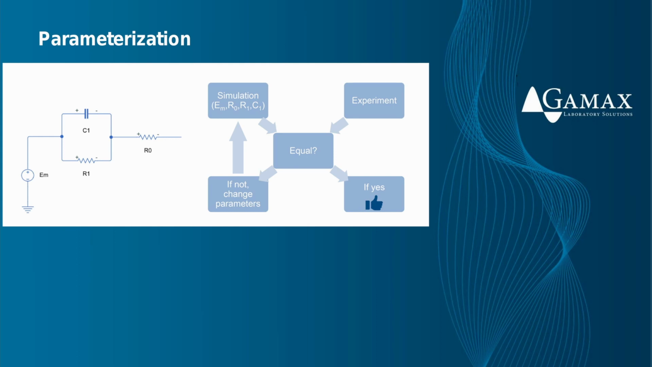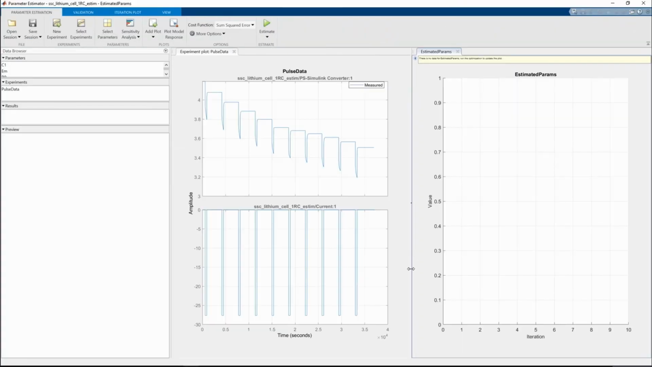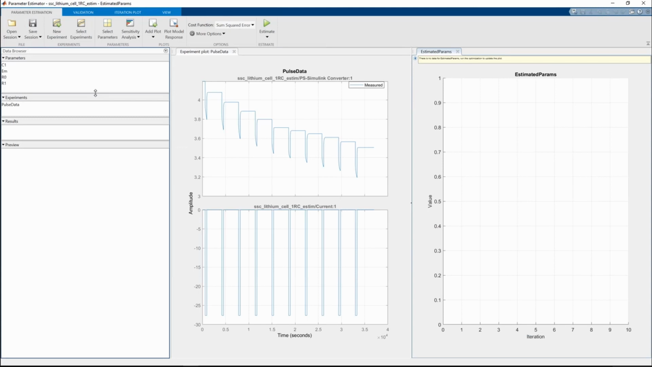At this point, I'll take a simple battery cell example model in order to demonstrate the parameter estimation process. On the example model, we have the equivalent circuit for our battery cell represented by this table-based battery block and the current and voltage measurement by the sensor block. By clicking on this orange block, the parameter estimation app opens up. Let's take a look at the experimental data first.